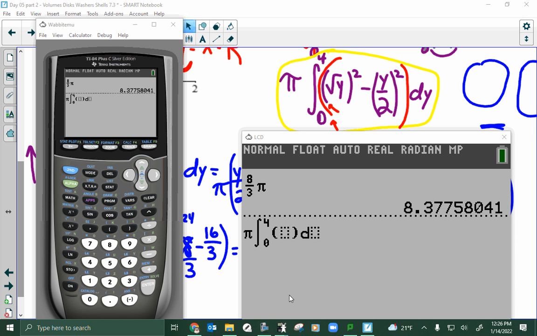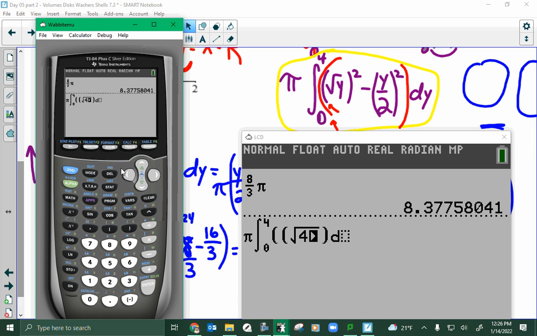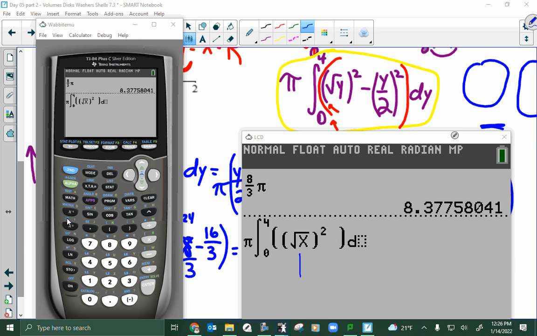So, parentheses, the square root of 4. Yeah, why am I so obsessed with the bounds? 1 and 4 and 0 and 4. The square root of x squared. That's my big radius. My big radius squared.